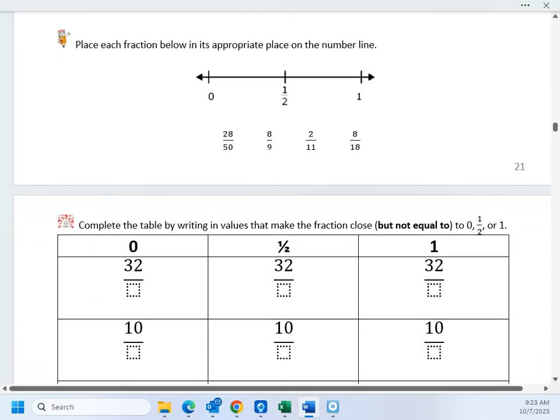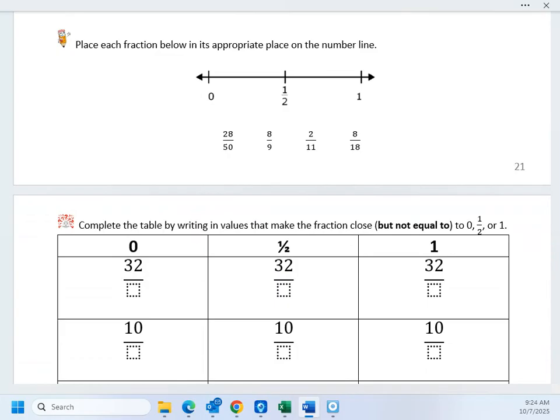Then it says place each fraction below in its appropriate place on the number line. So the 0 and the 1 are a little bit easier. The halfway, we have to say, is it a little bit more than a half or a little bit less than a half? Where would it fall on that number line? So if we look at our first fraction, 28/50, first thing we have to decide, is it closer to 0, a half, or 1 whole?